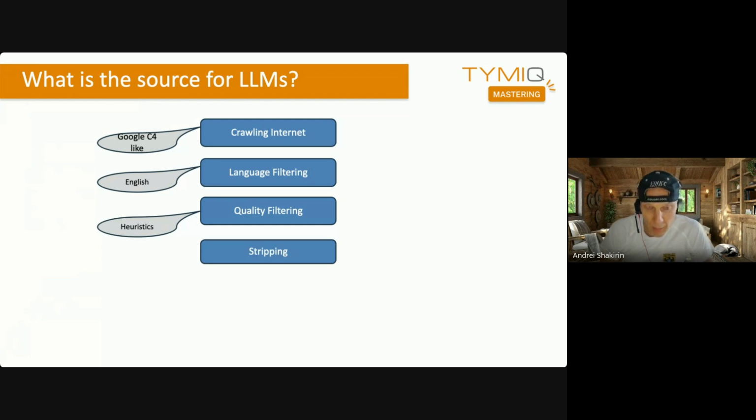The next step is stripping. So we are only interested in the pure text content, not the HTML markup. So a huge part of the elements is removed after this filtering. The same goes for XML documents and other formats. We are interested only in pure text.